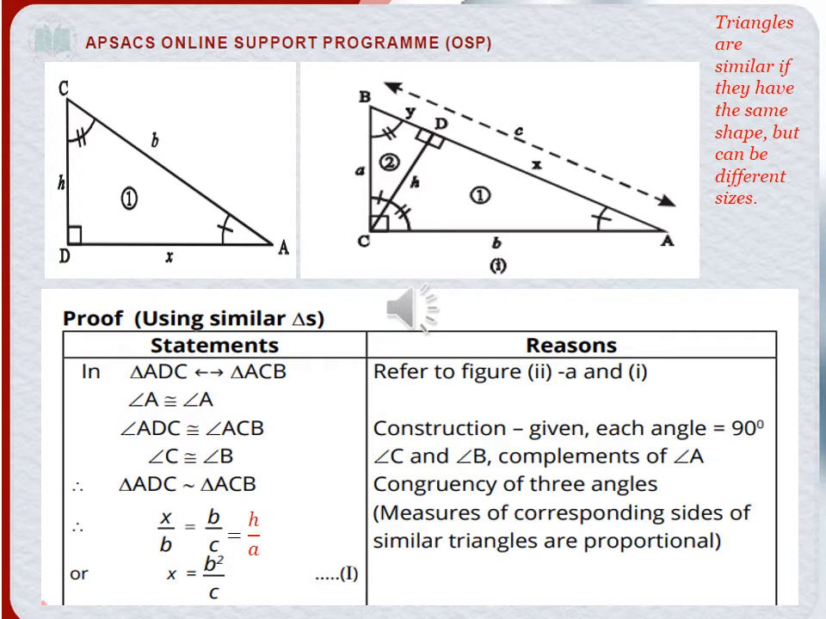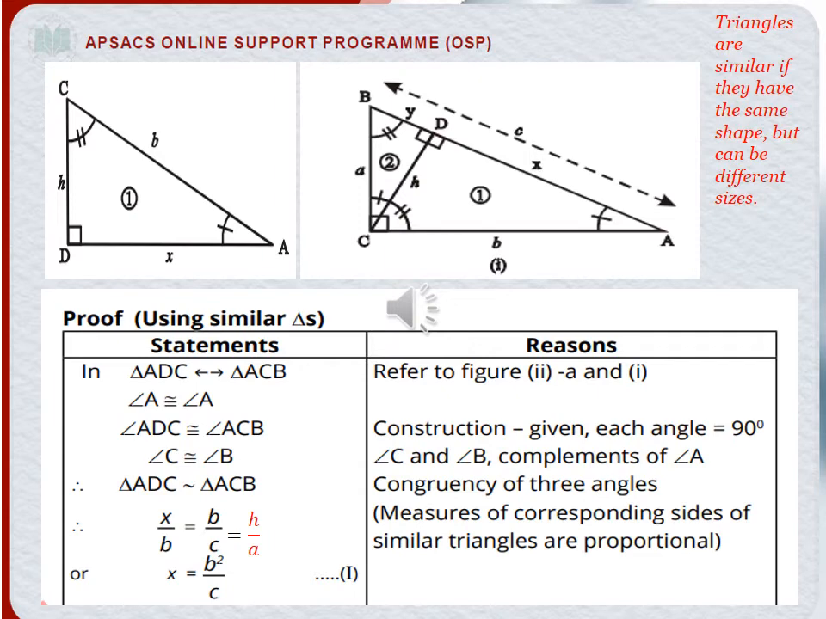What are complementary angles? Two angles are said to be complementary if they add up to 90 degree. That means if I add angle C and angle A, then their sum must be 90 degrees. Same goes for angle B and angle A. Now I proved three angles are congruent. That means I can write triangle ADC is similar to triangle ACB. Congruency of three angles postulate is applicable here.